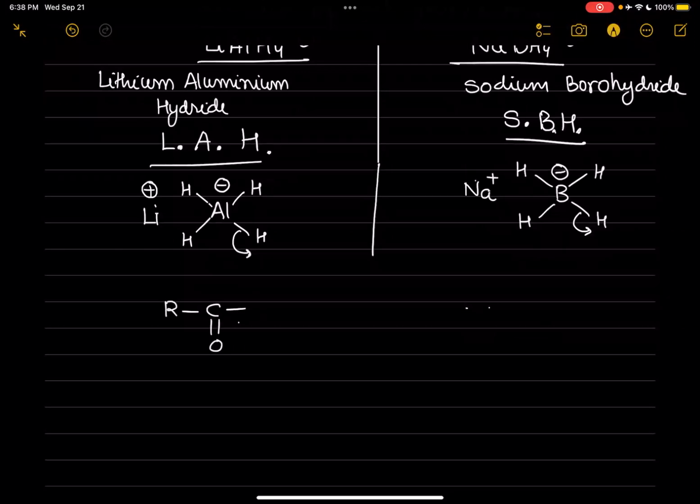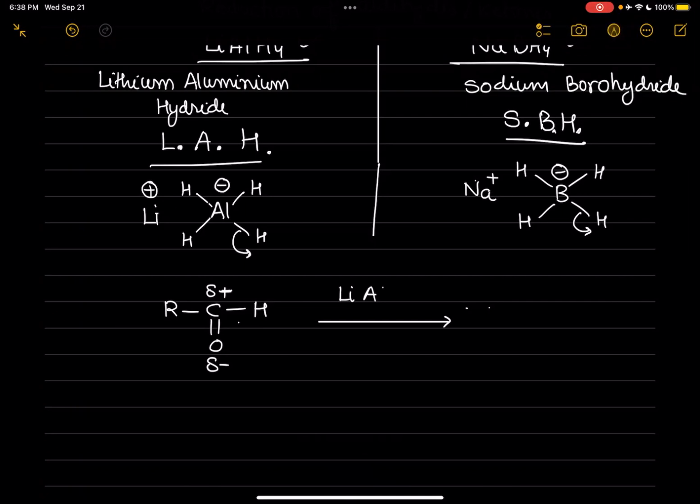So if you take an aldehyde, it has a little positive charge on the carbon and partial negative charge on the oxygen, because oxygen is more electronegative. It has more tendency to attract electrons. As a result, this carbon has a plus charge and the oxygen has a partial negative charge. Right, Imad and Ryan? Is it clear? Yes, sir, clear.